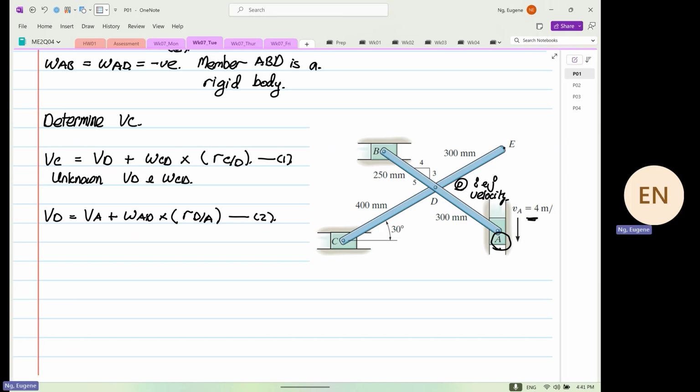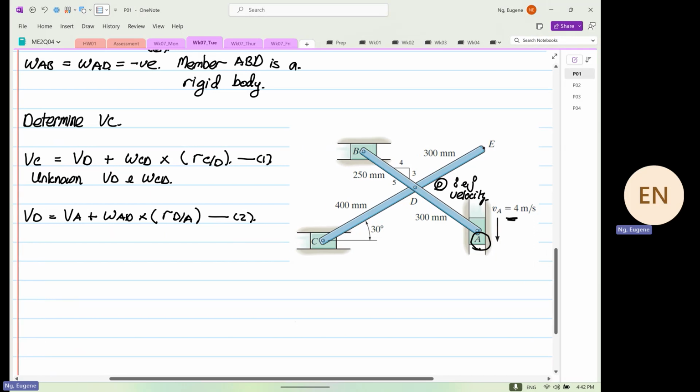So from here, it's sometimes difficult to foresee what's next. Okay, so you realize that you cannot do anything else. So the best thing now is to put in the numbers. Are we clear? Okay, so we are going to look for VD.